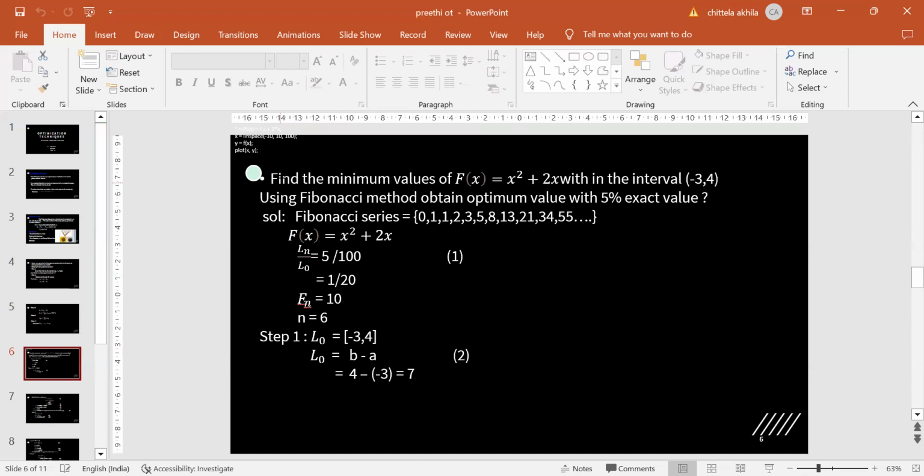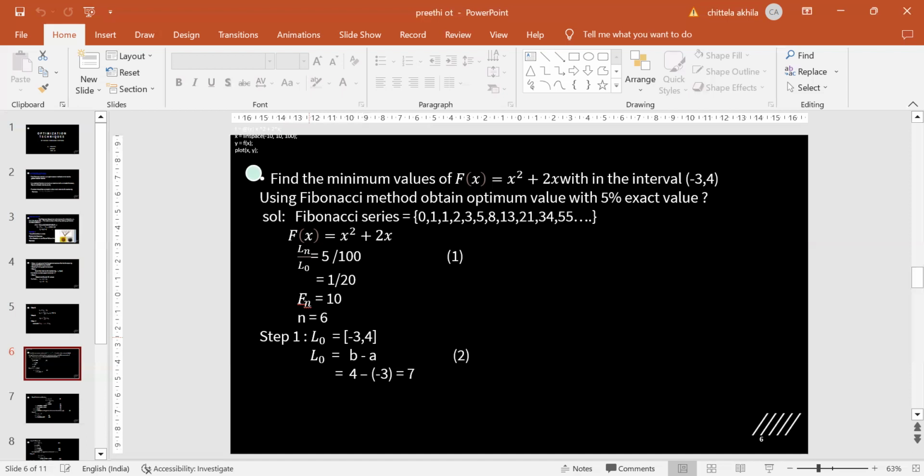Here is an example: f of x equals x squared plus 2x, with interval minus 3 comma 4, that is a comma b, using the Fibonacci method, to find the optimal value within 5% of the exact value. This is the accuracy. So this is the Fibonacci series, 0, 1, 1, 2, 3, and this is the function value. To find the number of iterations, they are giving the 5% accuracy value, and from that we find the number of iterations that take part in this problem.